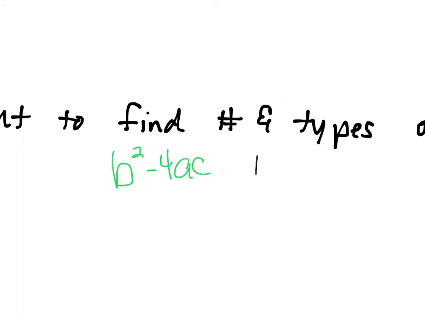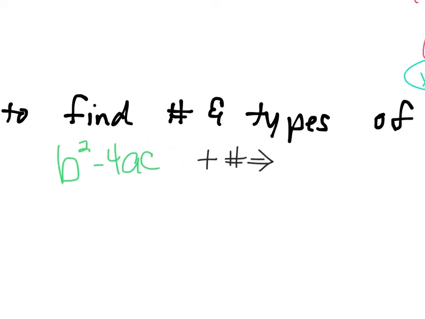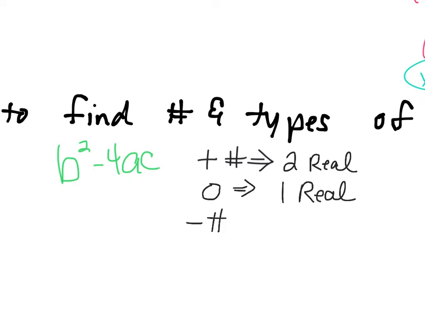Nadia, when I get a positive number for my discriminant, what does that tell me about my solutions? 2 real solutions. Good. I need to know how many and the type. When I get a 0 as my answer for the discriminant, what does that tell me? 1 real. When I get a negative number for my discriminant, what does that tell me? No real solution or? Good.